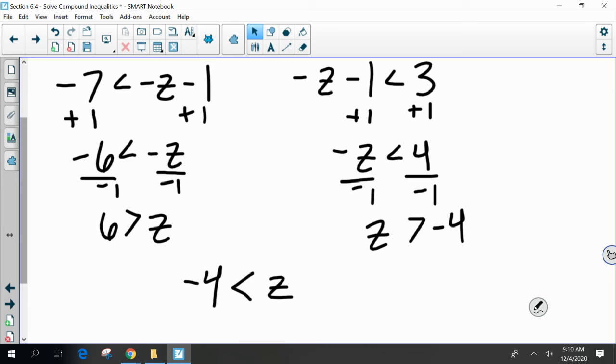And then this one I would read from right to left again. Z is less than 6. So z is less than 6. So sometimes it helps to say it out loud so you get the sign in the right direction. Okay, we're going to keep practicing this because I know this is not super easy.